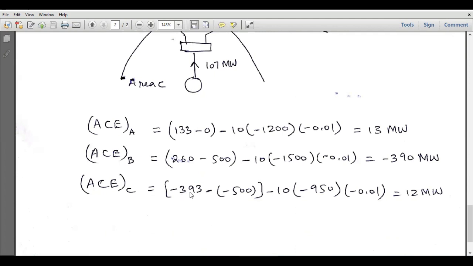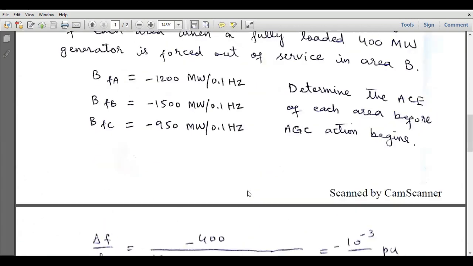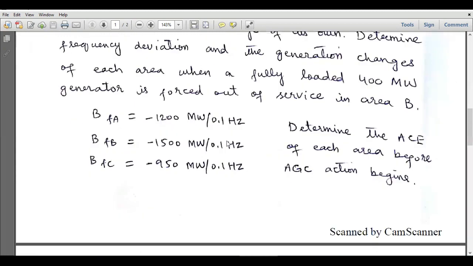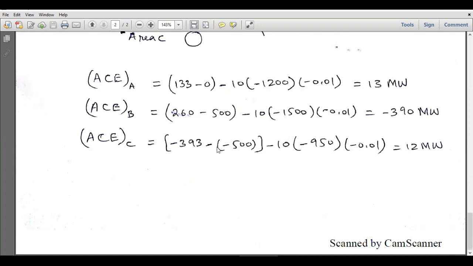This is our actual net interchange of area C, and scheduled net interchange of area C can be calculated from this figure. And in this figure, it is receiving 500 megawatts from other areas. So scheduled net interchange was equal to minus 500 because it is receiving. So this is minus 500 and this is our actual net interchange. So this is minus 10 BFC into delta F. And after calculating this expression, we will get 12 megawatts as the area control error of area C.